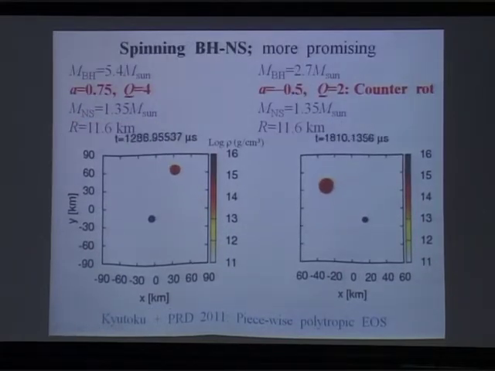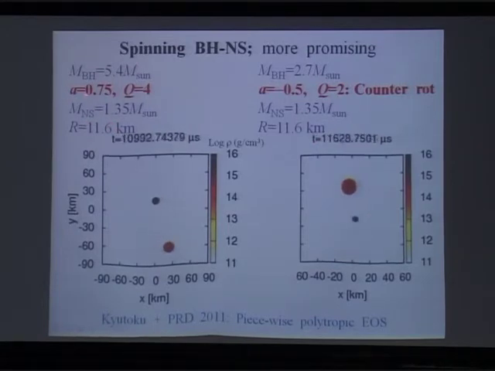So this means that for getting tidal disruption, spin effect is important. In this case, the equation of state is the same, but the mass ratio and the spins are different. For this case, the spin is fairly large, and for this case, the mass ratio is small, but the spin is counter-rotating.